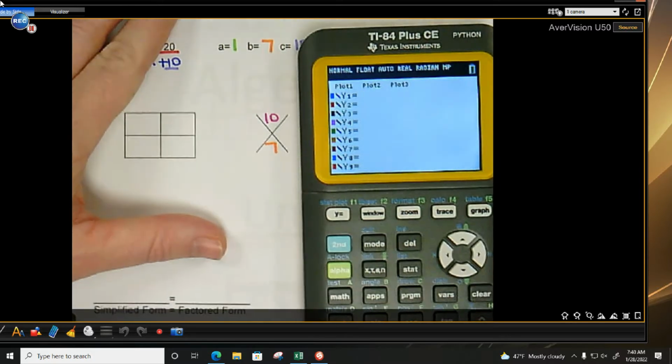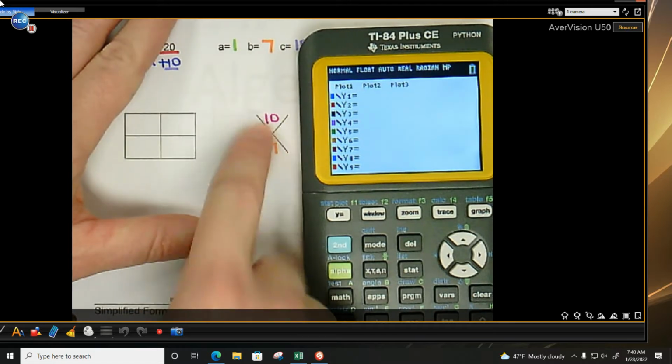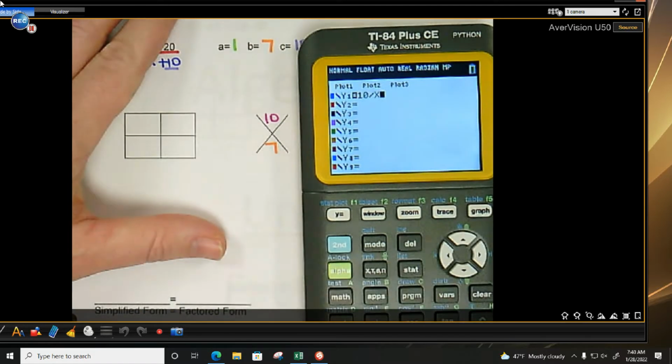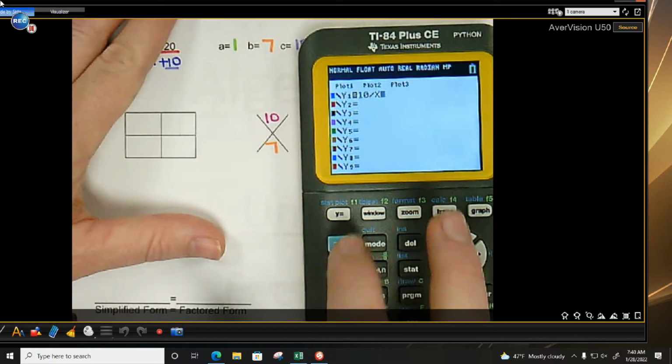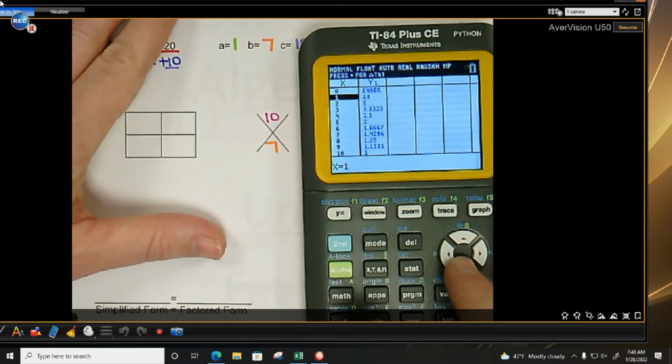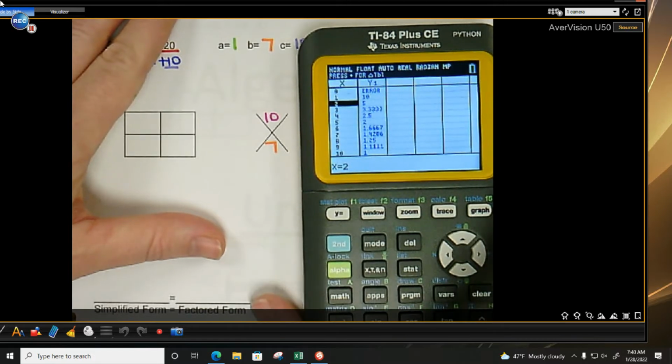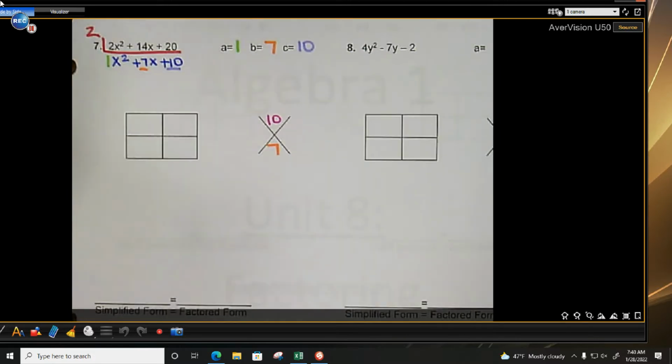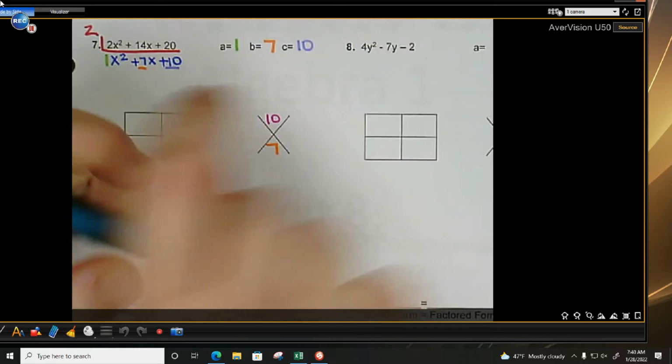Go to y equals top number divided by x. 10 divided by x. Again, guys, I am doing this to benefit you because you're about to take a quiz over it. So if we are just doodling, probably not going to benefit you. Go to the table. 1 plus 10 is 11. 2 plus 5 is 7. So it's 2 and 5.